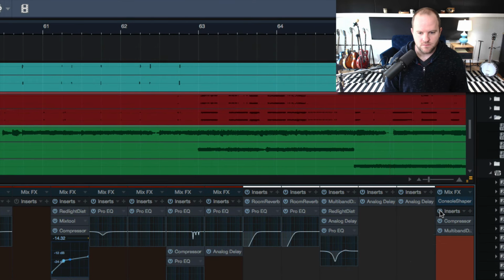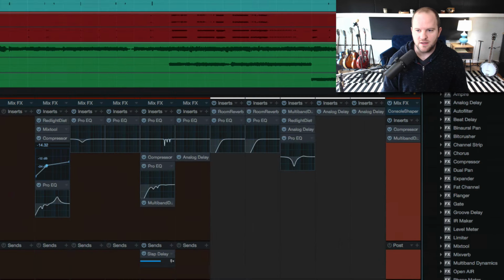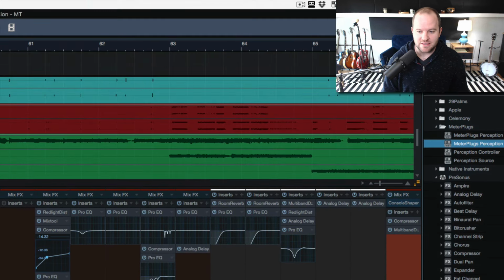Now, I hear Ian Shepherd whispering in my ear, this isn't a fair comparison because it is a little bit louder. So what we're going to do, I'm going to use the Perception plugin that Ian developed, which is for mastering, but allows me to level match the before and after. And we're going to do that.